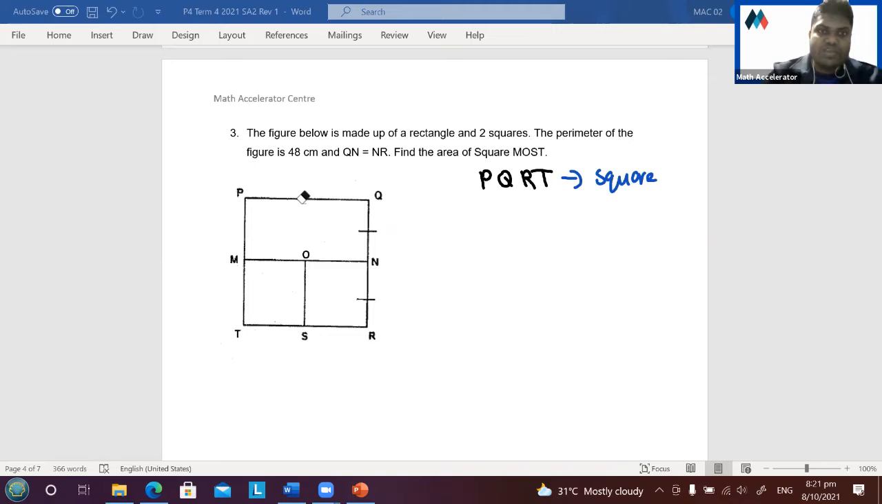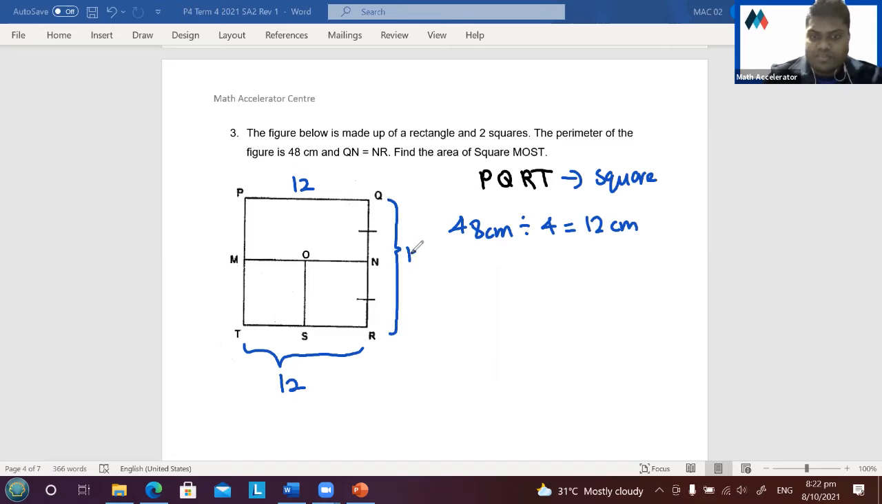Okay, good. So now, if the perimeter of the figure is 48 cm, what we can do is take 48 cm and divide it by 4. We will get 12 cm. So this is 12, then this is also 12. And this is also 12. And this will also be 12.